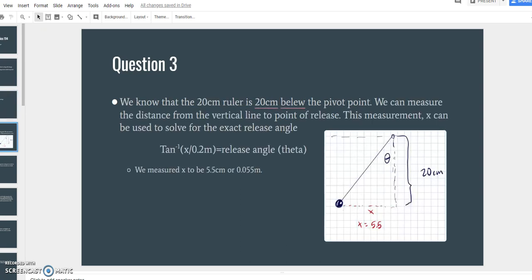Question 3. Explain how to use the paper ruler to determine the pendulum release angle. We know that the 20 centimeter ruler is a specific distance below the pivot point, 20 centimeters. And we can measure the distance from the vertical line to the point of release, as shown in the diagram that I have here. So we want to measure this distance x. Using our ruler, we measure this distance to be 5.5 centimeters or 0.055 meters.